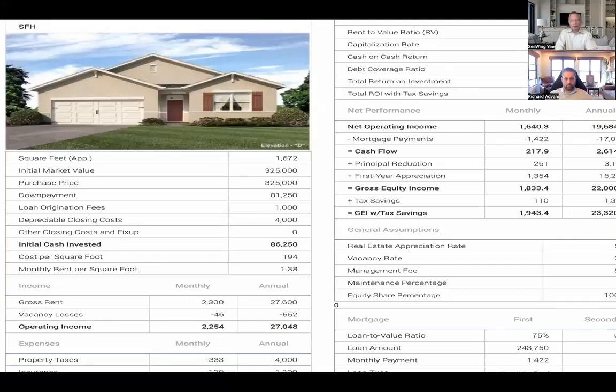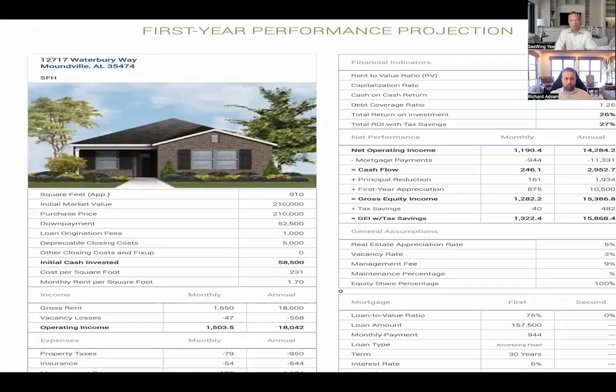This one is in Florida, $325,000. If you rent for $2,300, all the numbers look good. 25% down payment at 6% interest rate. So initial down payment is 86 grand. The second property they want to diversify in Alabama, for example, $210,000 property, 25% down payment, $58,000 down payment. Rent is $1,580, and when it's all said and done, the monthly cash flow is $246 monthly.